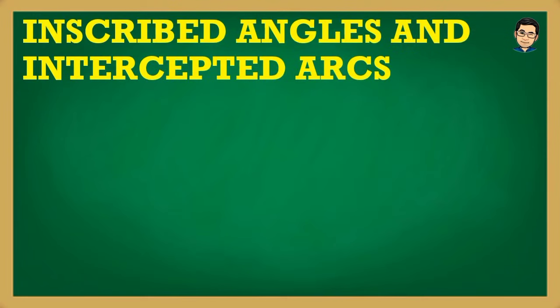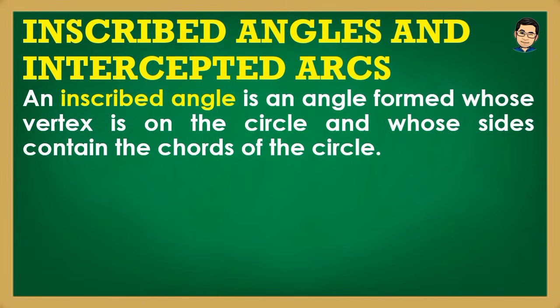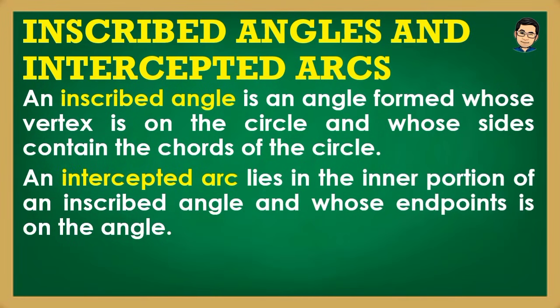Inscribed angles and intercepted arcs. Let's review. An inscribed angle is an angle whose vertex is on the circle and whose sides contain chords of the circle. Unlike the central angle, whose vertex is at the center, the inscribed angle has its vertex on the circle, so it is surrounding the circle. And then, we also have the intercepted arc. An intercepted arc lies in the inner portion of an inscribed angle and its endpoints are on the angle. Okay?